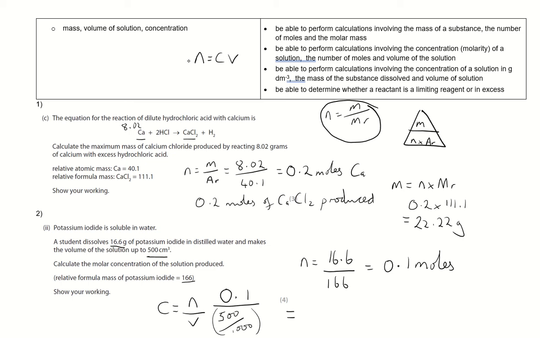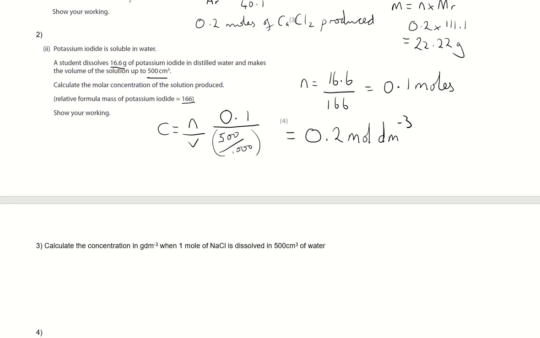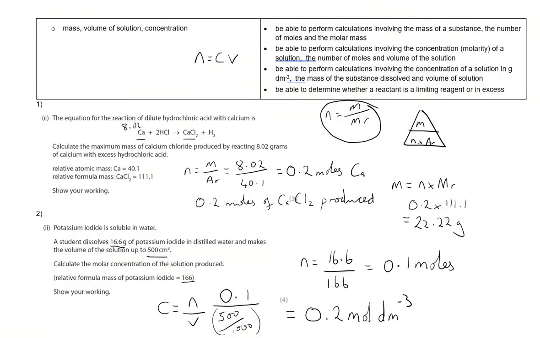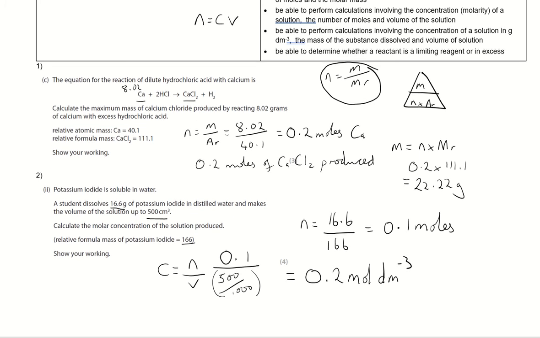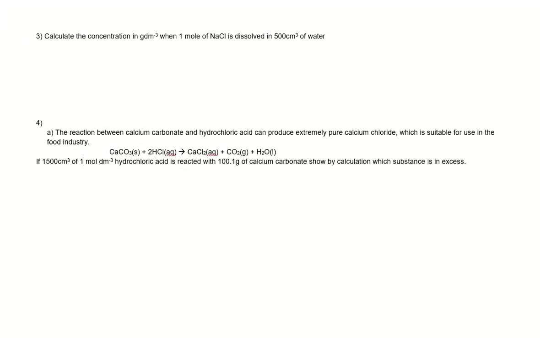So now 0.1 divided by 0.5 in there. So again, if you get your calculators out, and we get a concentration of 0.2 moles per decimeter cubed. Right. So moving down, next one, be able to perform calculations involving concentration in grams per decimeter cubed. So here, calculate the concentration in grams per decimeter cubed when 1 mole of NaCl is dissolved in water.